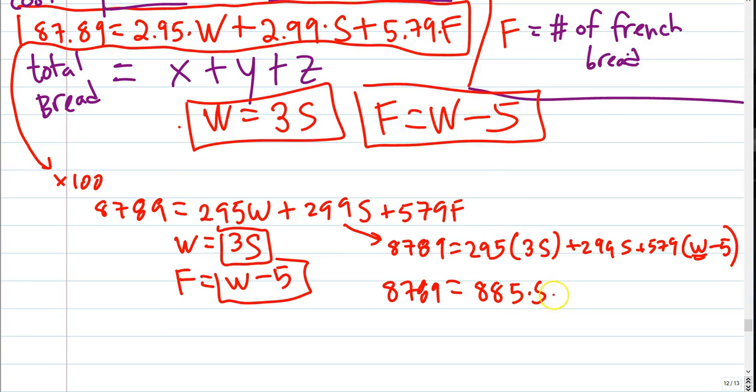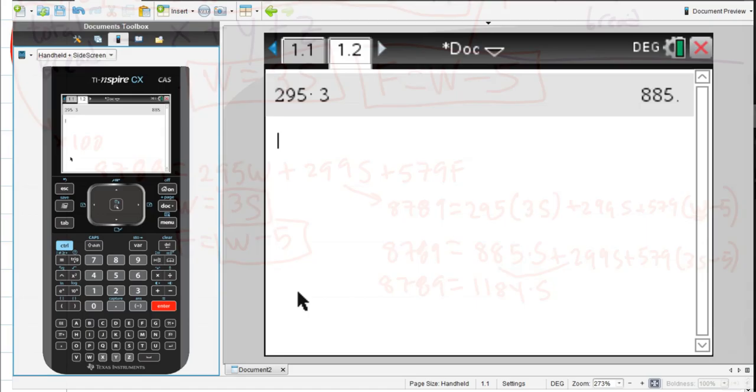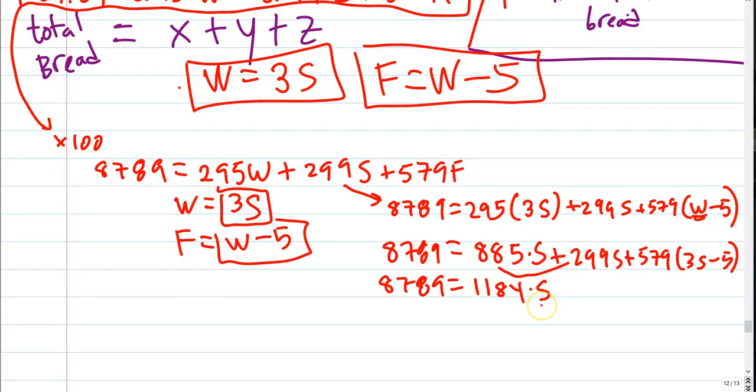885S plus 299S plus 579 times, how about 3S minus 5? I can start combining like terms, just still simplifying. 8789 is equal to, those two are going to combine to make 1,184, I believe. 885 plus 299. 1184. Hey, we're feeling good about this.